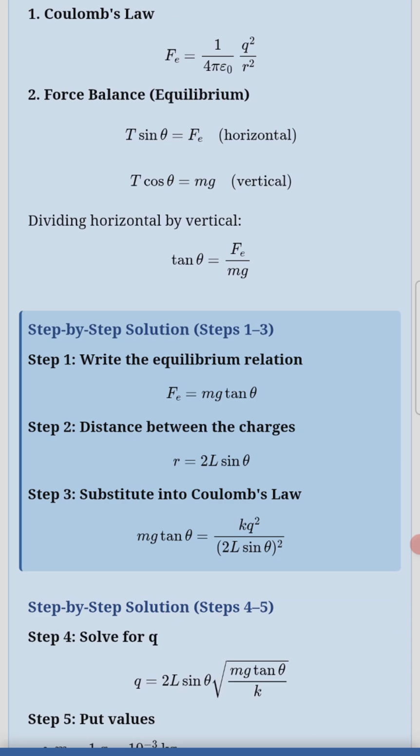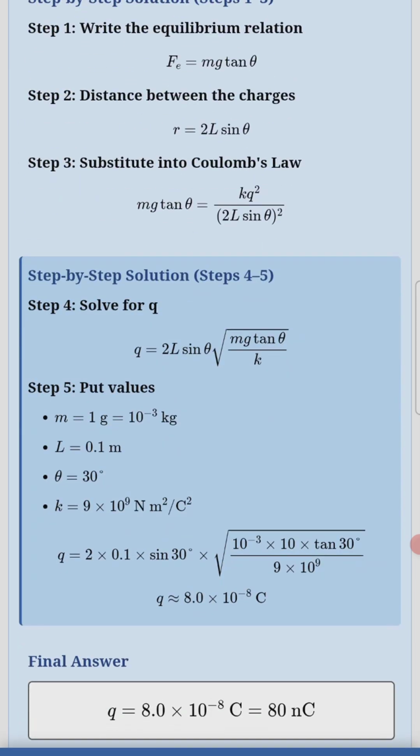Step 1. From the equilibrium condition, F equals mg tan theta. Step 2. The distance between the two spheres is r equals 2L sine theta. Step 3. Substitute into Coulomb's law. Replace F with mg tan theta on the left, and r with 2L sine theta on the right. mg tan theta equals k times q squared, divided by the quantity 2L sine theta, all squared. Step 4. Solve for q. Rearranging, q equals 2L sine theta, times the square root of mg tan theta over k.